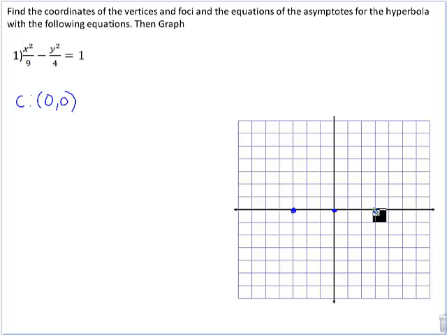What would those 2 points represent? Like the way it's going to open? Yep, exactly. It's going to open left and right. It's going to open up from these 2 points. So those 2 points would be called the vertices.